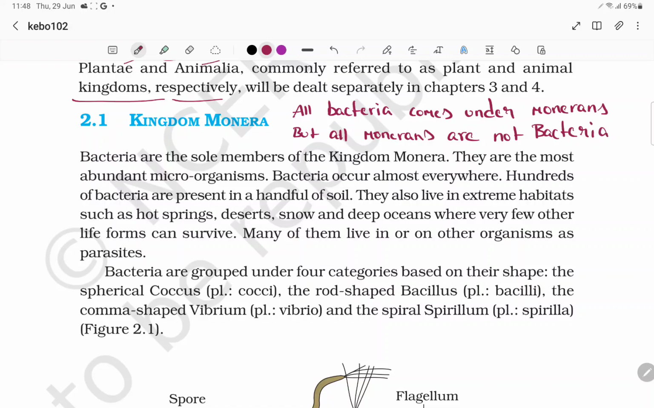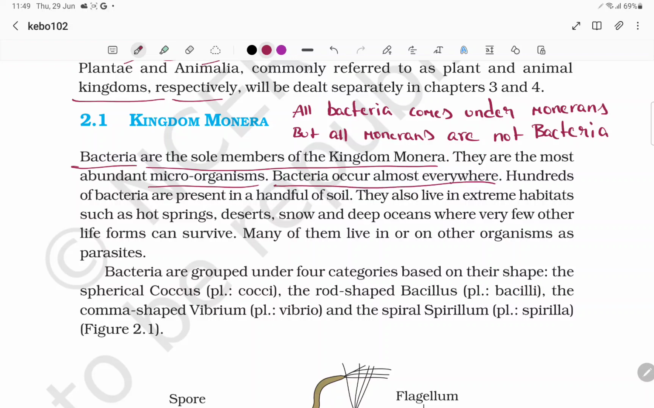We have the archaebacteria type, and we have the mycoplasmas, and many other categories also. Why do we have to consider only bacteria? Because majorly all the bacteria are placed under kingdom Monera. So bacteria are the very important members of kingdom Monera. They are the most abundant microorganisms. You can have chemosynthetic bacteria, photosynthetic bacteria, saprophytic bacteria, and parasitic bacteria.